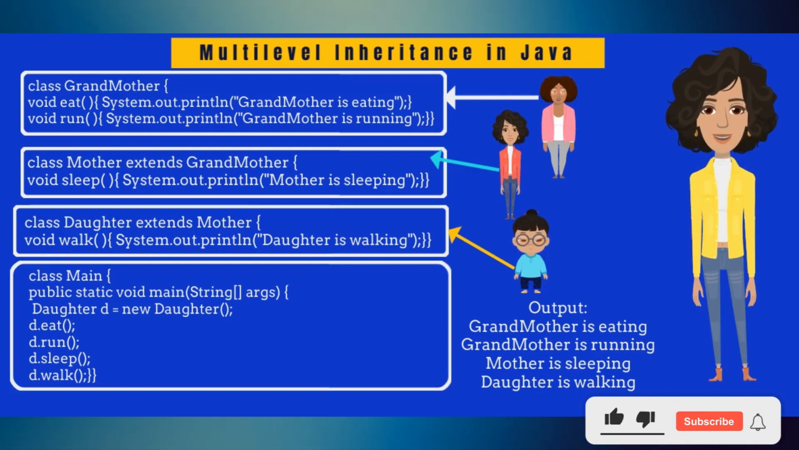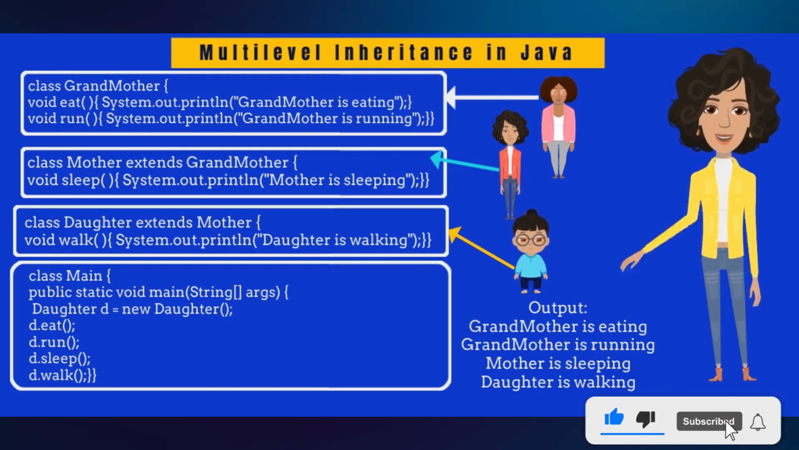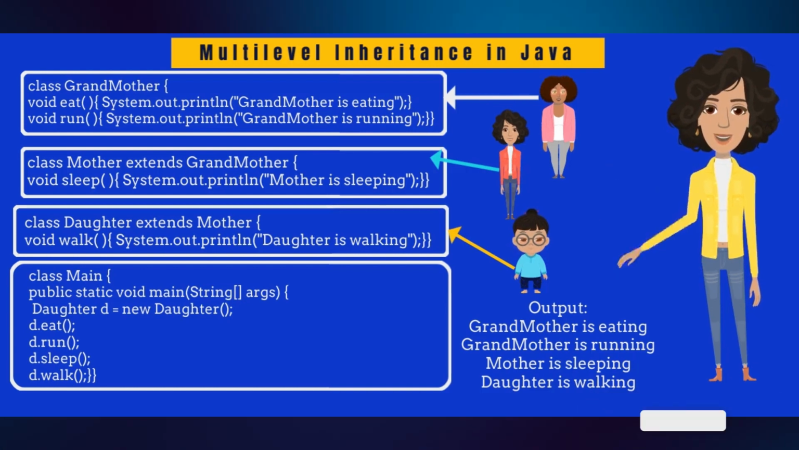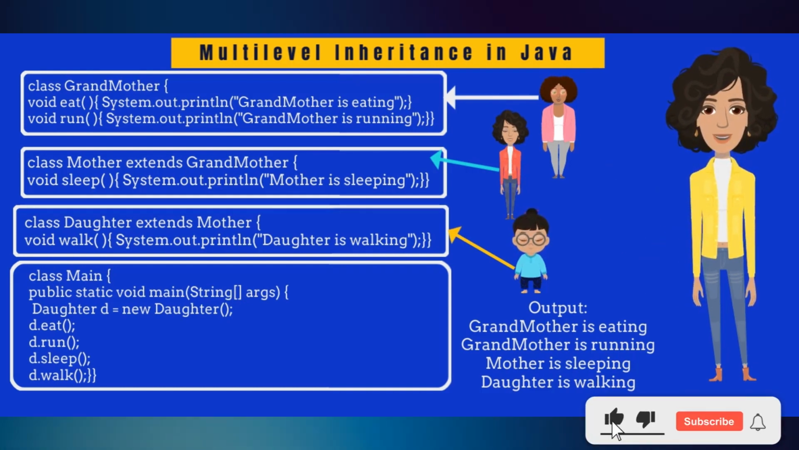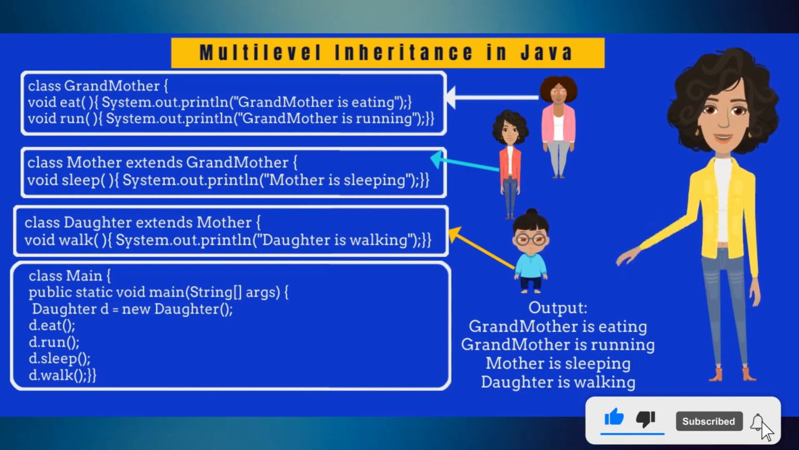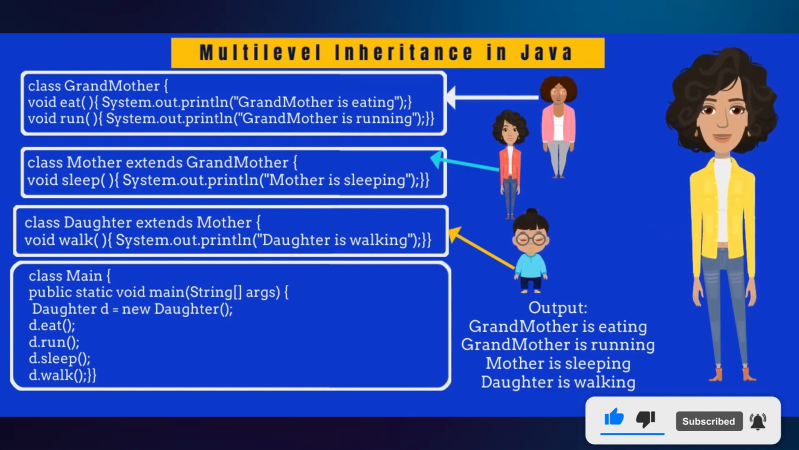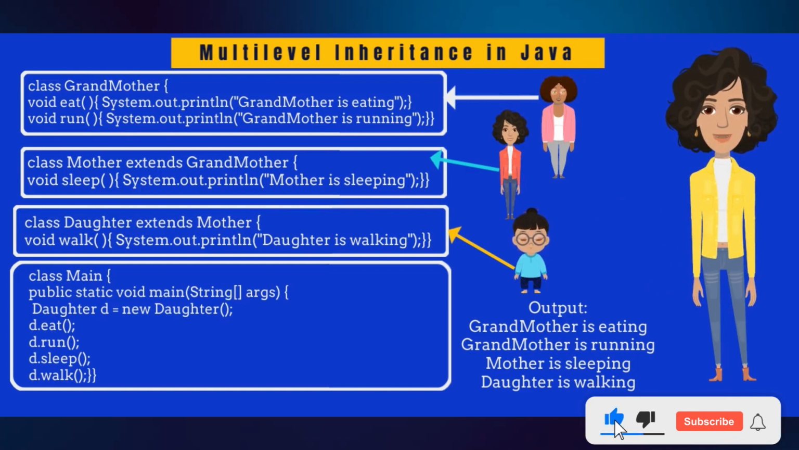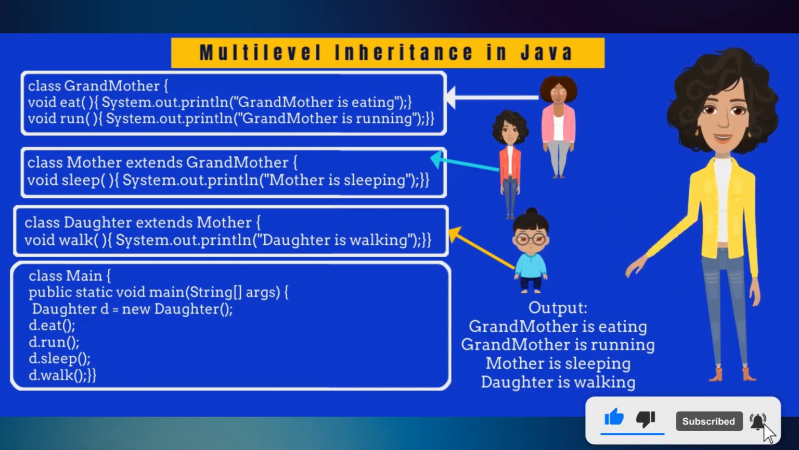I am here intermediate or middle subclass for my mother, but for my daughter I am superclass here and my class name is class mother. My daughter is accessing two methods or behaviors, eat and run, through object D from her grandmother class, and from my class she is accessing sleep method or behavior, and walk is her own method.